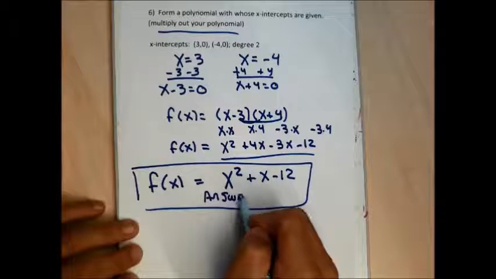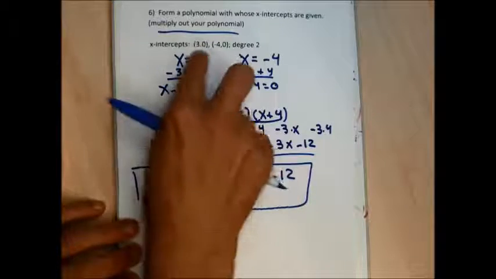Super easy to check these. To check these, just graph this function and make sure it has those x-intercepts.